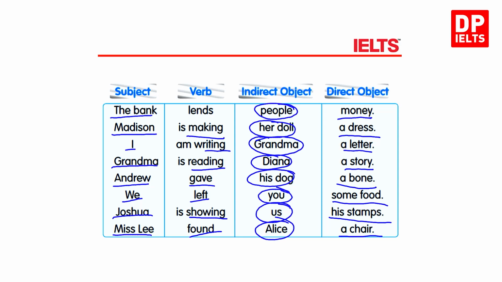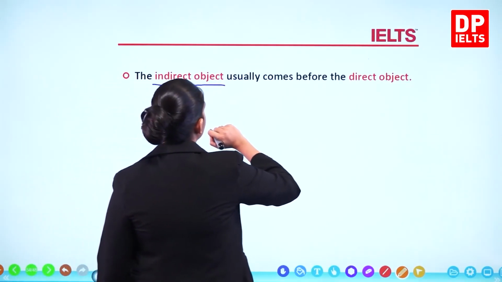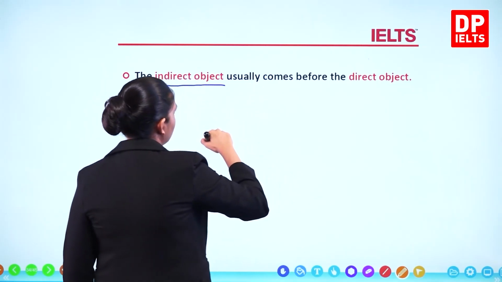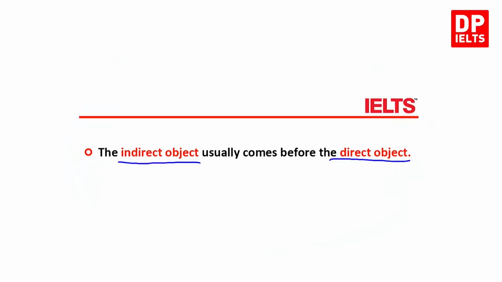Miss Lee is subject, verb is found, and Alice is indirect because அவங்க ஒரு chair find பண்றது அலிஸுக்காக, so it's indirect. And என்ன find பண்றாங்க? Chair, so it's a direct object. The indirect object usually comes before the direct object. இதில் வந்து the indirect object usually comes before the direct object. அதாவது direct objectக்கு முதல் தான் mostly indirect object ஒரு sentenceல வரும். Usually, எப்பயுமே இல்லை, but usually.